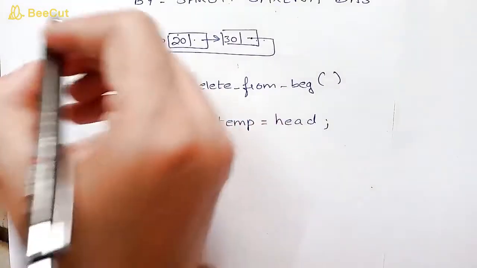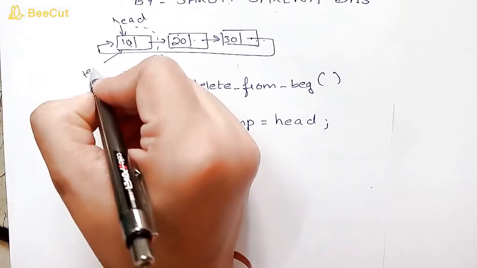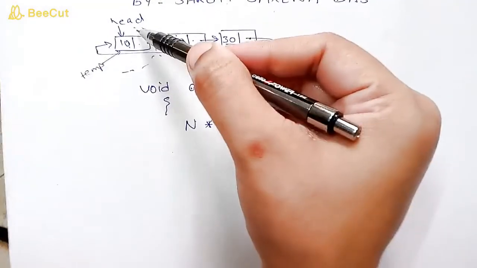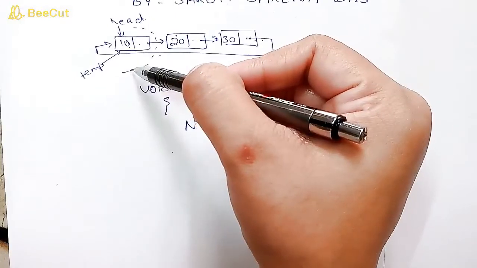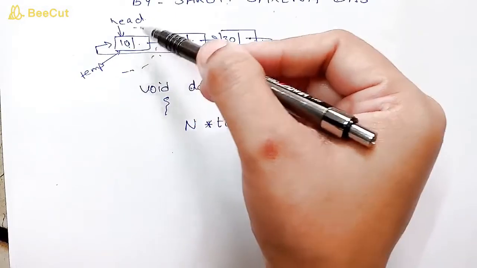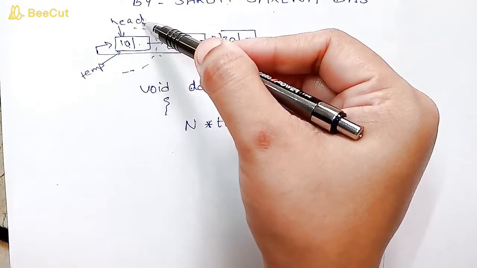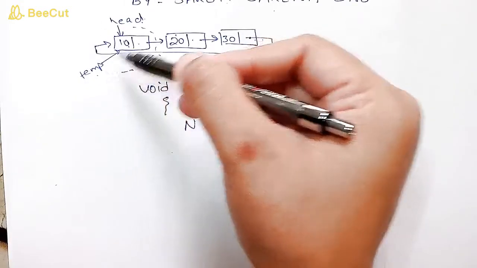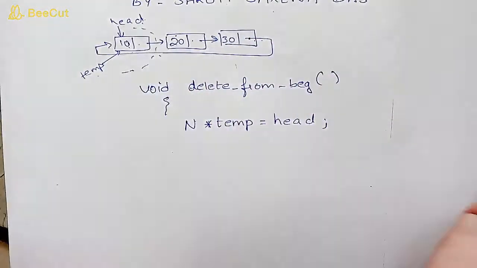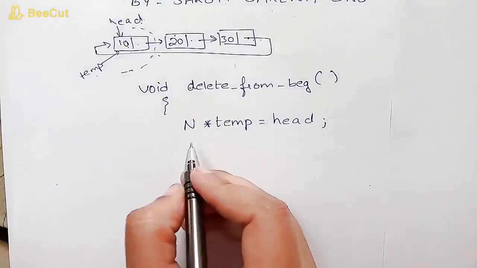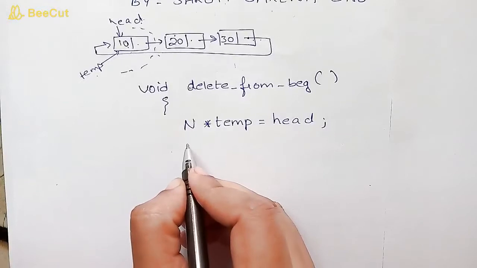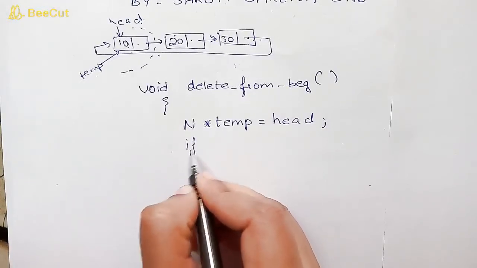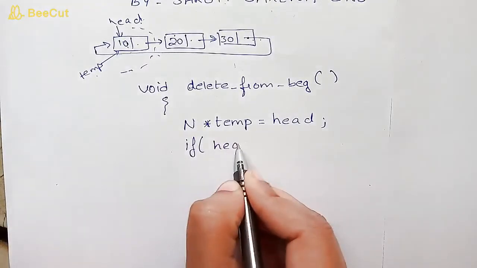So what is happening? I have taken one pointer temp. It is pointing to the same node to which head is pointing, because I have to use the free function to deallocate the memory, and inside the free function I cannot use head. I cannot delete the pointer head. That's why I'm taking another pointer temp, pointing to the same node as that of head. Now I'll check whether head is null or not. If head is null, that means there are no nodes existing.